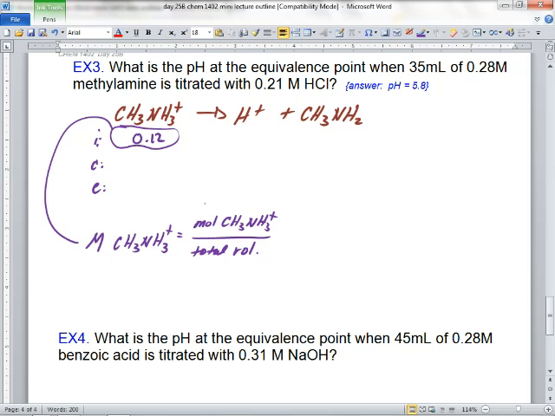Did you guys get the 0.12 for the initial concentration? Okay, so moles. The moles per liter, multiply times the number of liters, and you'll have the moles. Or do the equation like you have here. So that times 0.28. That's only moles though, so you have to divide that by the total volume. So 0.0098 divided by the total volume, 0.035 plus the equivalence point, and you start here.